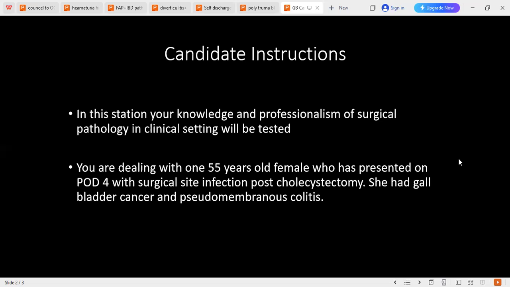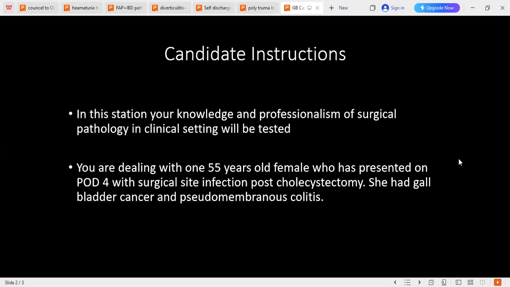There are a few risk factors, for example obesity, gallstones, gallbladder polyps more than 1 centimeter. What is the most commonly occurring site where this gallbladder carcinoma spreads to? The most common site is by direct invasion to the liver, and the most common sites are segments 4 and 5 and local lymph nodes.